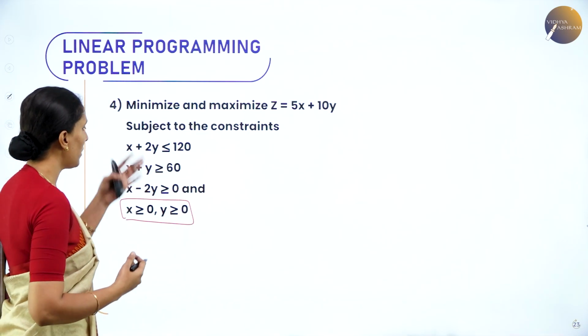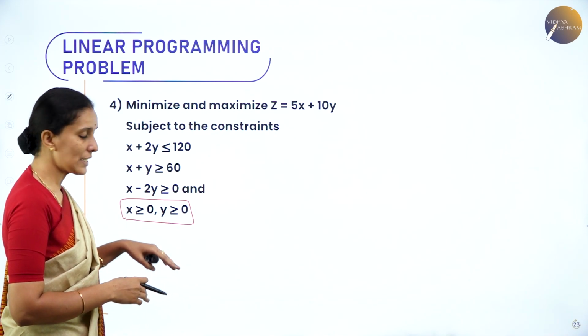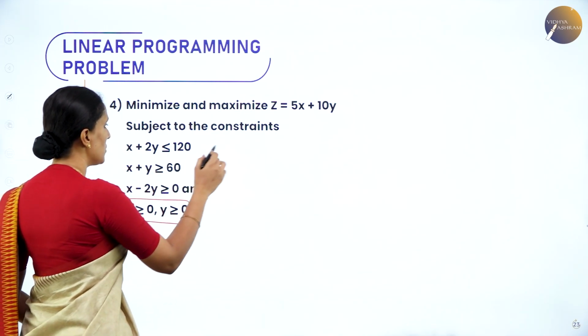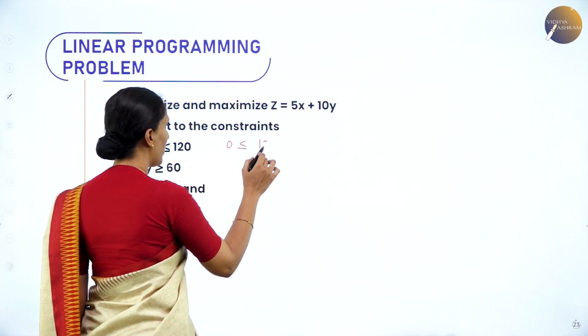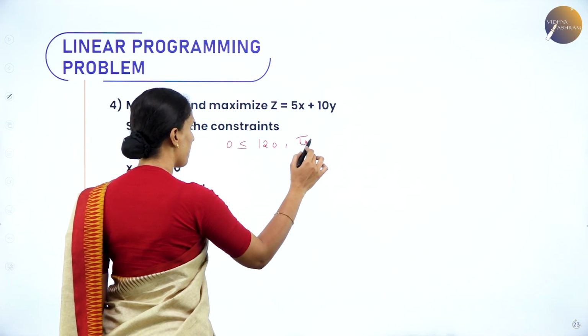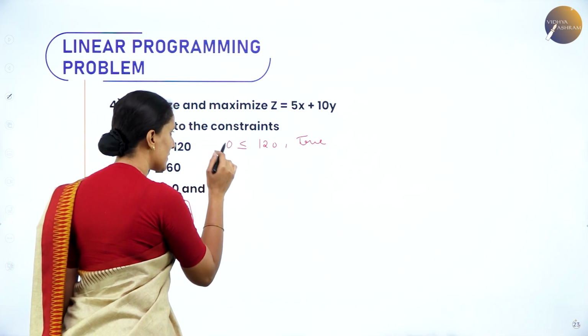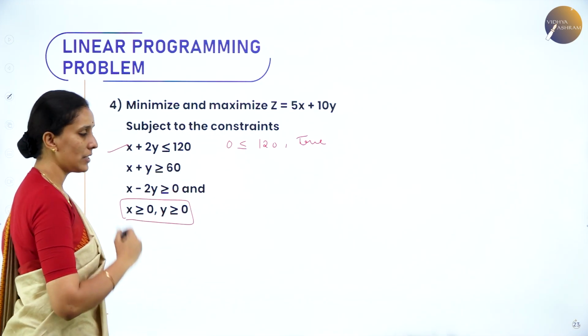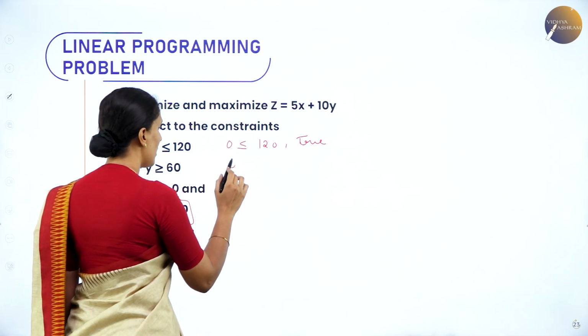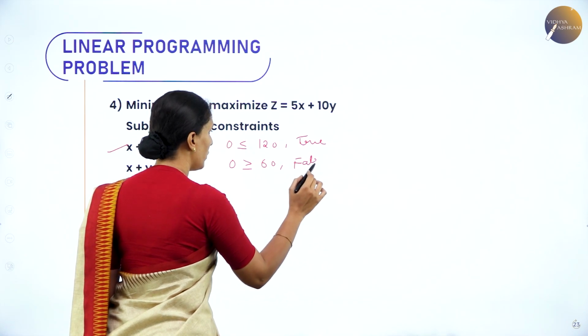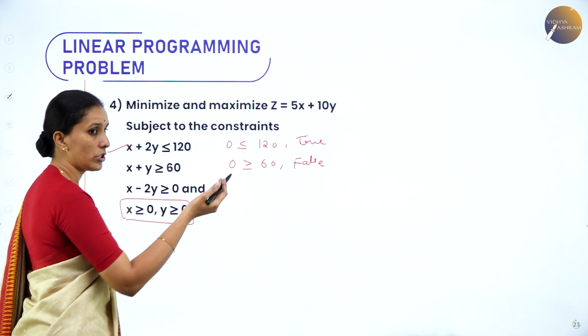Now, let us assume that we have already drawn a line to find the feasible region by taking x and y as 0. So, 0 less than or equal to 120 is a true statement. That means for this line, the region which contains 0 will act as a feasible solution. Here, 0 greater than or equal to 60 is a false statement, which means we take the region which does not contain 0.